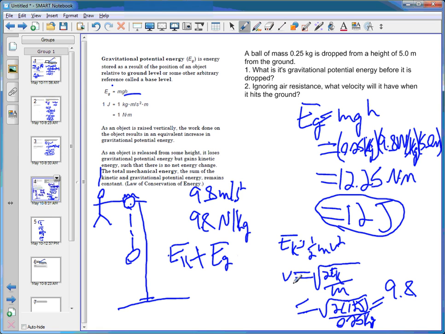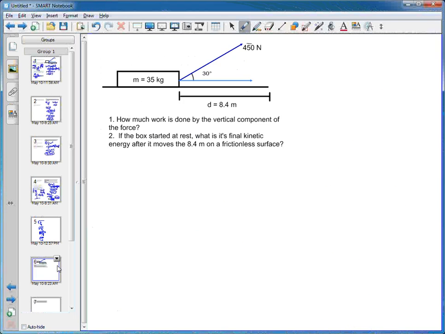Now, you are going to run into cases where you have questions that combine concepts. For example, this one. Let's look at this example. How much force? Okay, so it looks like we've got a box of 35 kilograms being pulled by a force of 450 newtons, 30 degrees above the horizontal, and it moves horizontally 8.4 meters. How much work is done by the vertical component of the force?